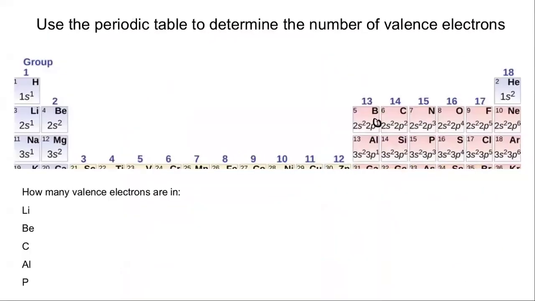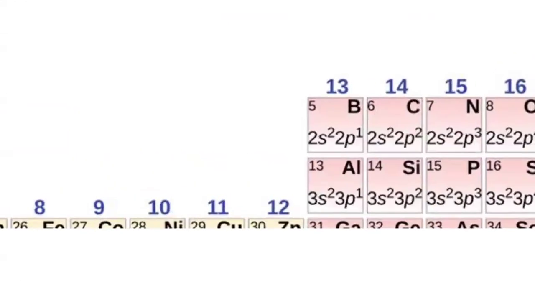Okay, so how many valence electrons are in lithium? So this is really nice. We already have only the valence electrons drawn out in each of these boxes with your element. So you just look and you say, okay, lithium has in its outermost principal shell 1. Beryllium has 2. Boron has 2 plus 1, that would be 3.